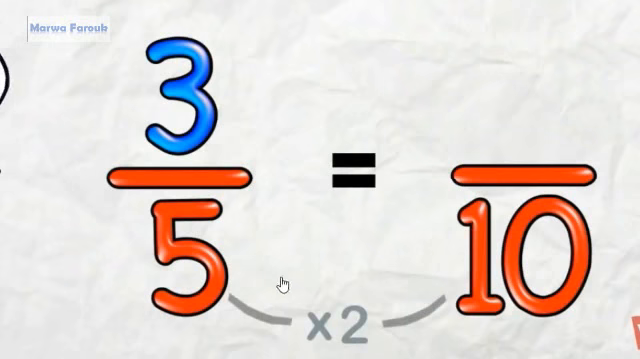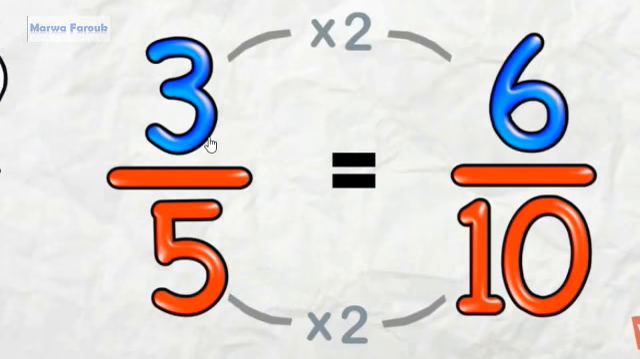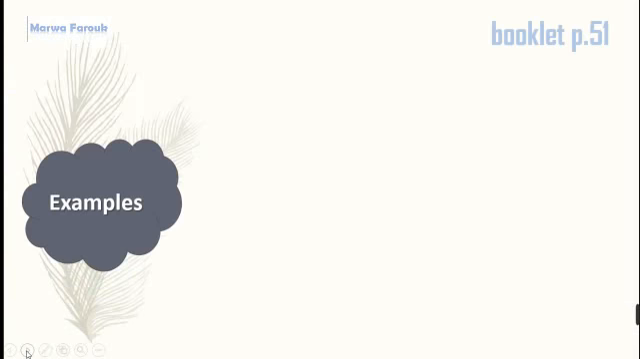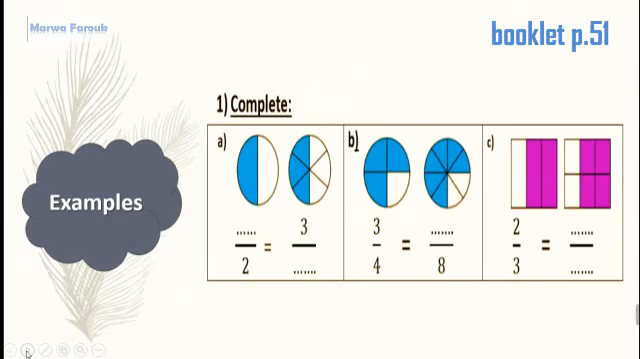Okay, let's see another example. Here I will start from the bottom. 5 times what equals 10? It's 2. So I will multiply also here by 2. We got 3. So we got two equivalent fractions here. We will take some examples about equivalent fractions.